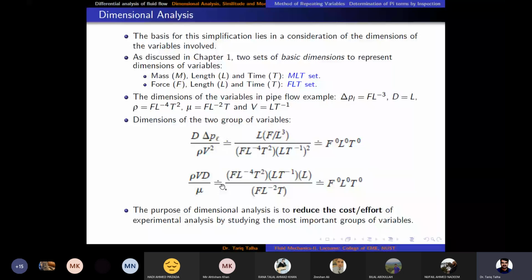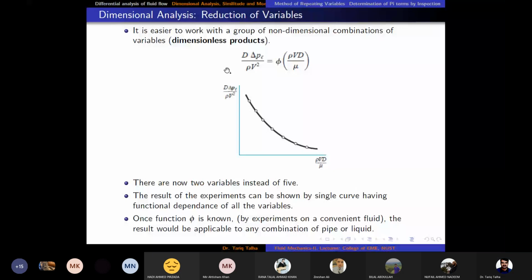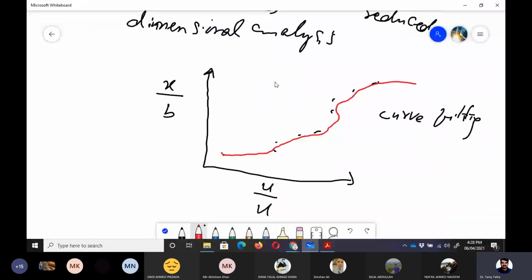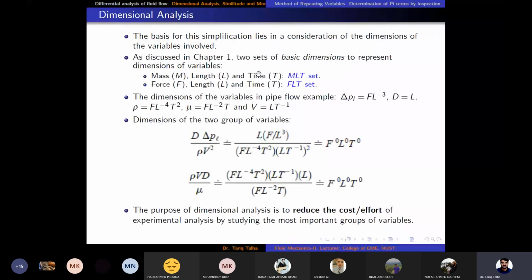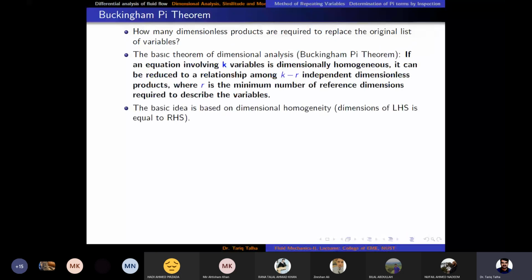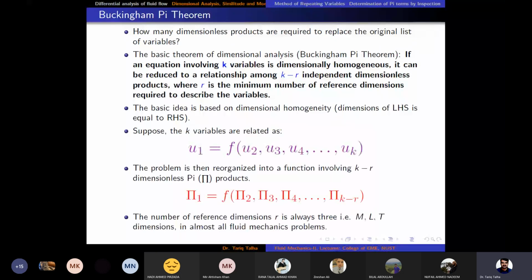Now how to get these non-dimensional terms? For that there are certain procedures that we need to apply on the functional form in order to get the non-dimensional products, and we call them pi terms. Okay, maybe we would discuss that in the next class. So these are called dimensionless products, or pi terms. So how to do it? There are certain theorems, the Buckingham pi theorem, or the method of repeating variables. All of these we are going to study in Friday's class.